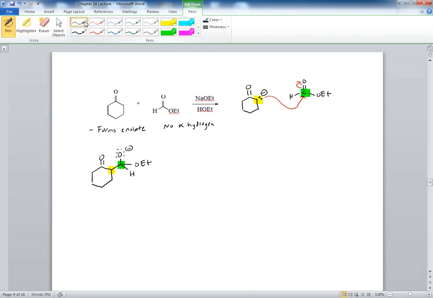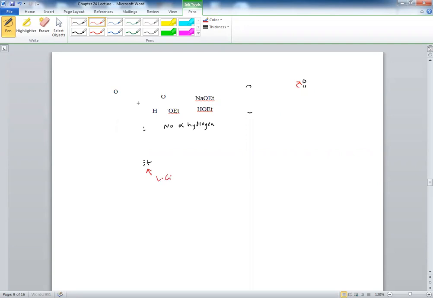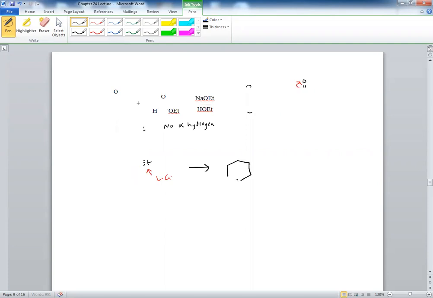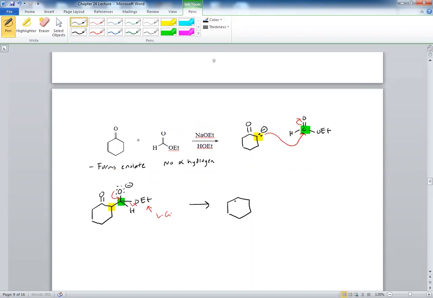Very well. So now you ask yourself, do I have any leaving groups? Yes, I do. So this is a leaving group. So then you don't protonate, you bring down those electrons, and then this is kicked out. And here's your final product.